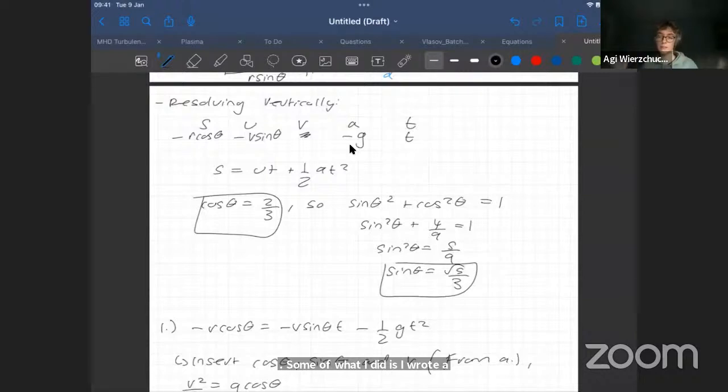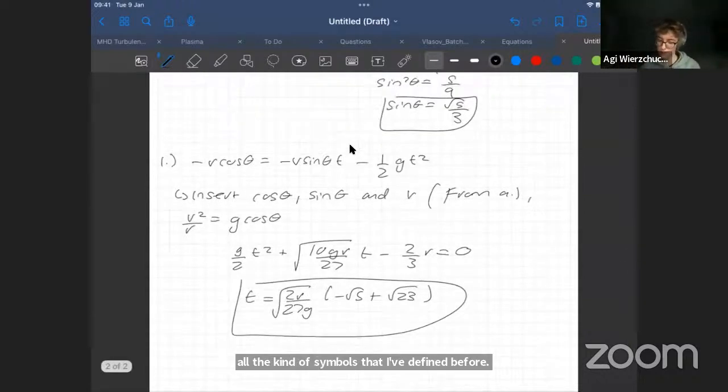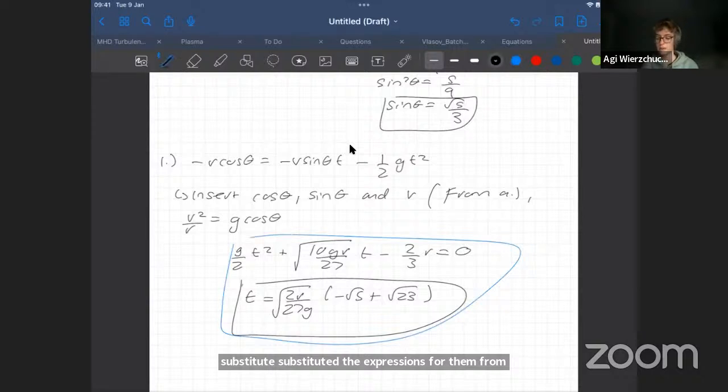I used all the symbols that I've defined before, substituted the expressions for them from part A and everything that I've talked about here. And I got this quadratic equation. I solved this quadratic equation, so now I have my t.